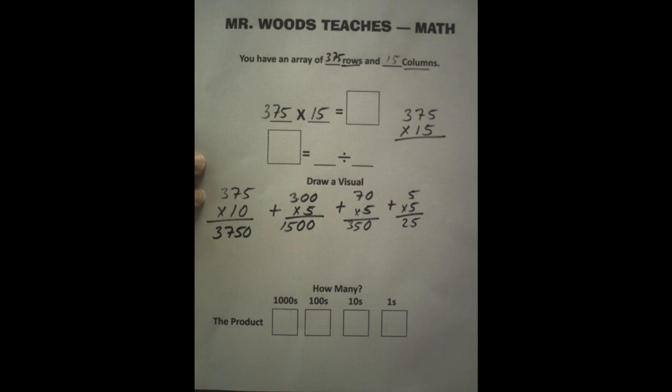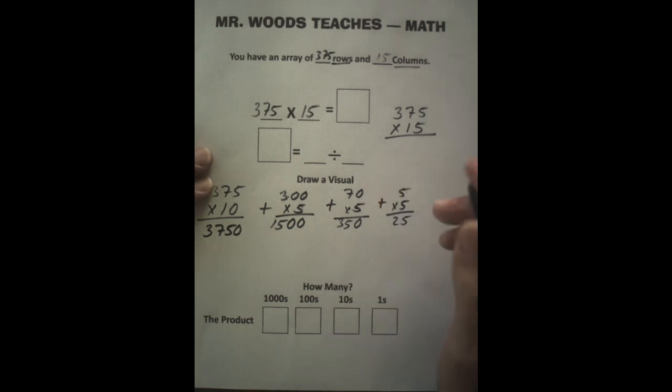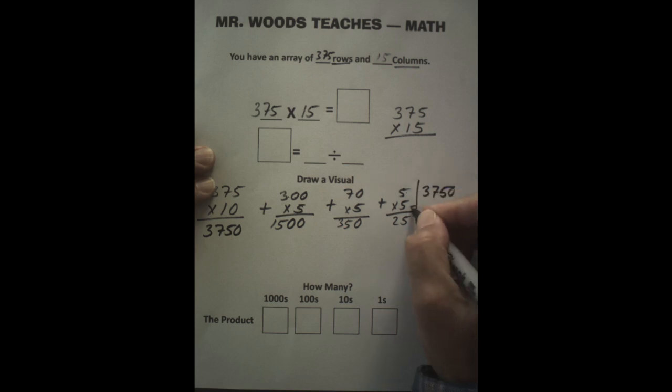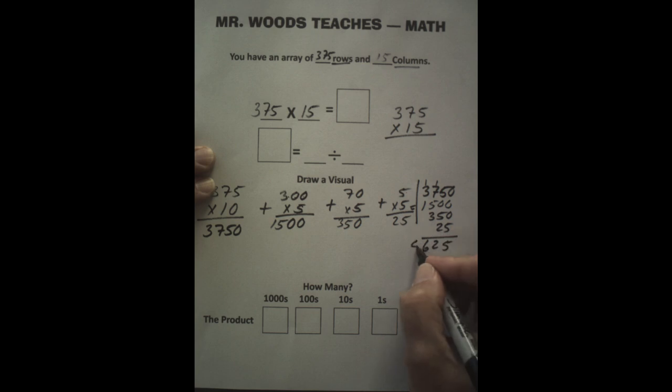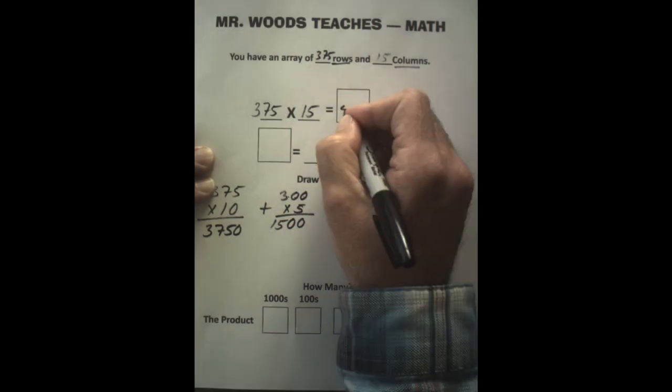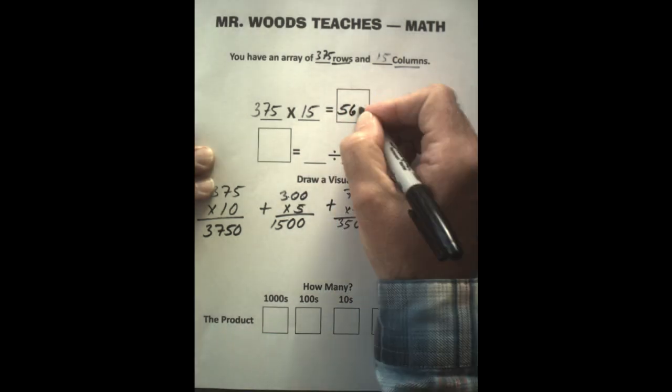Let's add all this together. 3,750 plus 1,500 plus 350 plus 25. Let's take a look. 5. There's 10. I'm going to carry that over here. That's going to be 8, 9, and 7 is 16. 3 plus 2 is 5,625, so 5,625.